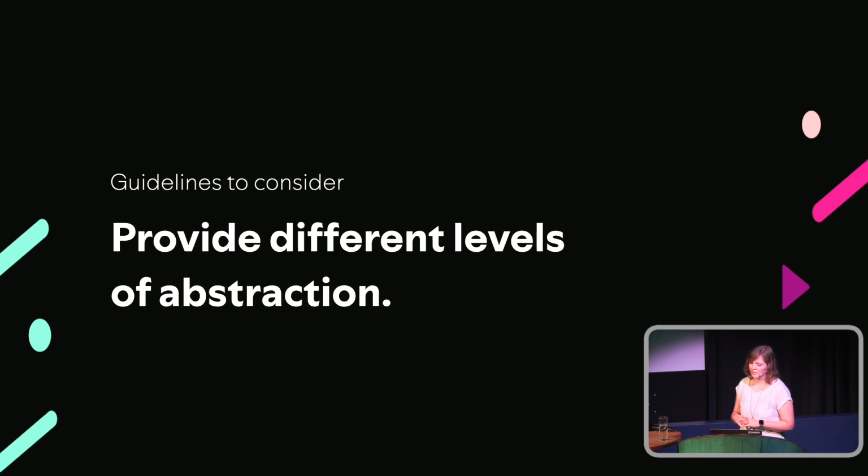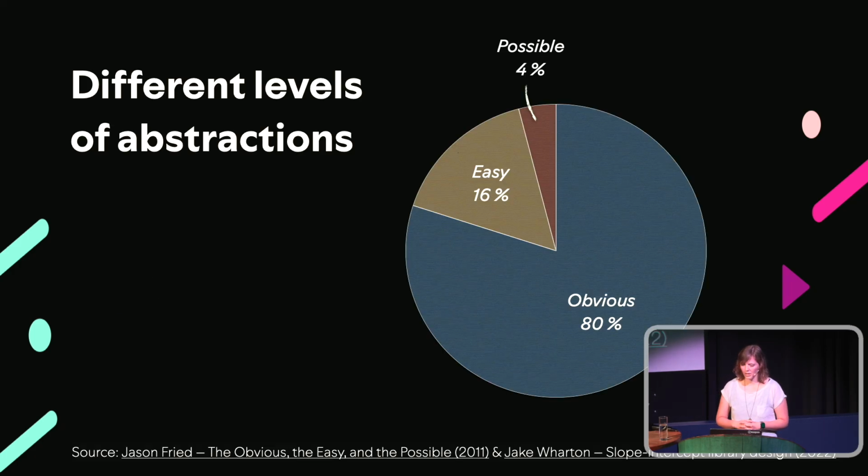The third guideline is to provide different levels of abstraction. Don't create one API that solves every use case, but multiple ones. But what do I mean by that? 80% of the use cases for a design system component might be simple. The developer uses this component exactly how you imagined. They use this API all the time and it should be very obvious how to use it.